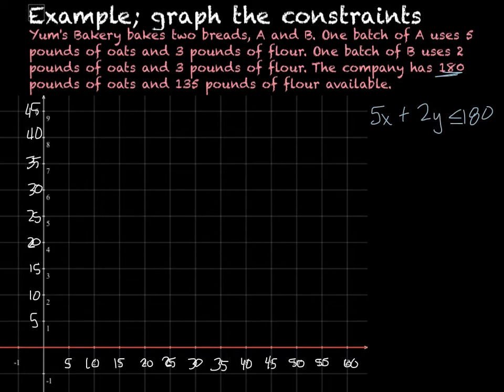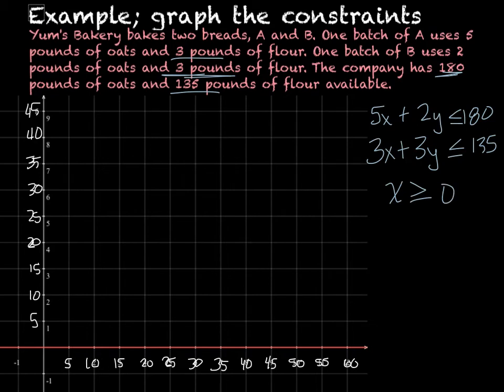And then we have the flour. We have 3 pounds of flour in A, 3 pounds of flour in B. So that means 3x plus 3y must be less than or equal to 135 pounds of flour total. However, we can't stop here because we cannot have a negative amount of flour or oats. So that means we have two more constraints we have to put in. X must be greater than or equal to 0, and y must be greater than or equal to 0. And those would be my constraints to this linear programming problem.